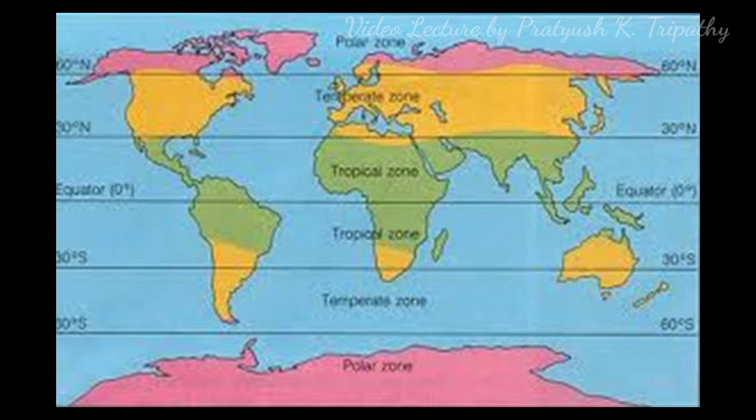Next, let's talk about the temperate zones. The North Temperate Zone, which lies from 23.5 degree north to 66.5 degree north, and the South Temperate Zone, which lies from 23.5 degrees south to 66.5 degrees south, stretch from the torrid zone to the frigid zone. Here, the climate is moderate, that is, neither too hot nor too cold.